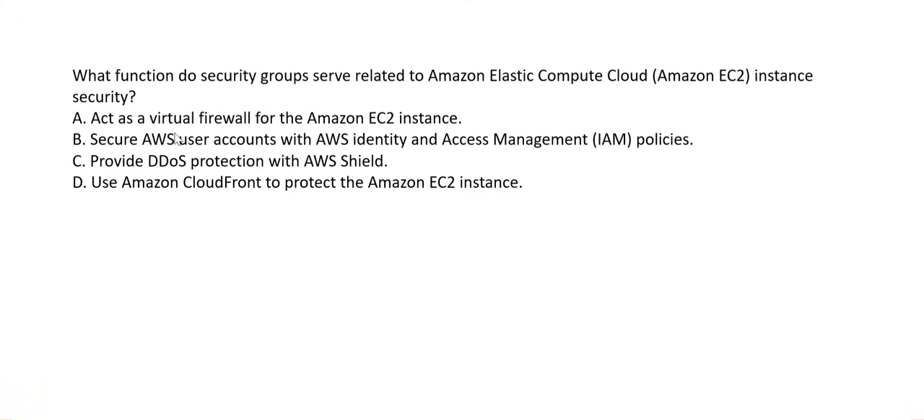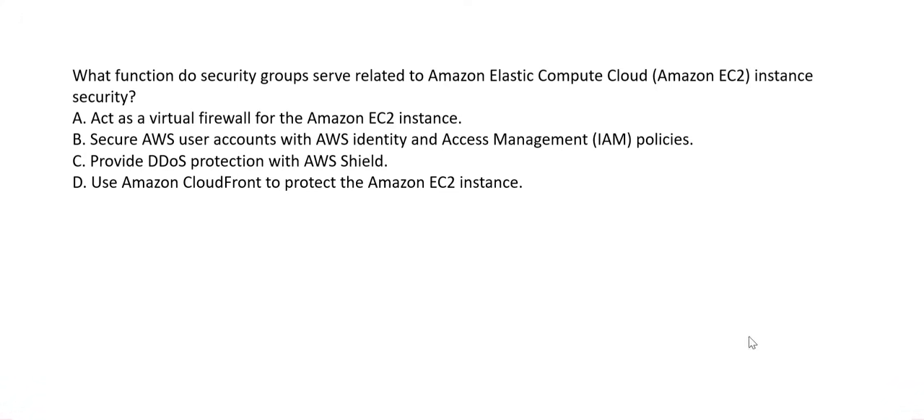The options are: act as virtual firewall for EC2 instances. Yes, it does act as a firewall. Secure AWS user accounts with IAM. No, that's not the purpose of security groups. Provide DDoS protection. No, AWS Shield provides DDoS protection, not security groups. Use Amazon CloudFront to protect the EC2 instance. No, this is also wrong. CloudFront is usually put in front of websites for caching and near location access. So this is also wrong.